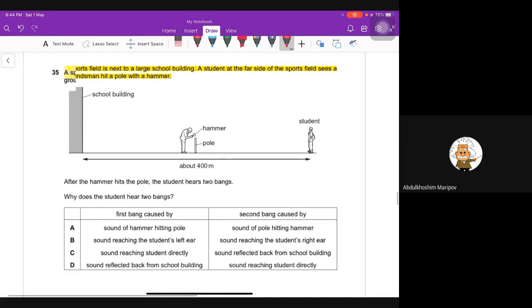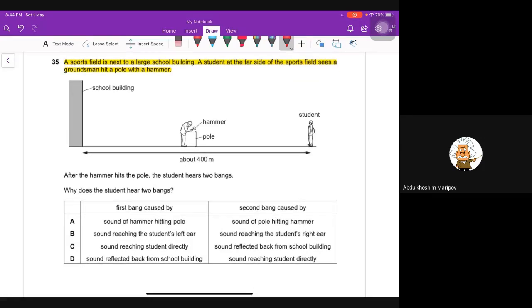All right, 35. A sport field is next to the large school building. A student far from the sport field sees a groundsman hit a pole with a hammer about 20 minutes. After the hammer hits the pole, the student hears 2 bangs. Why does the student hear 2 bangs? Bang, it goes here, and another one hits the wall and comes back. This is the first one, and this is the second one. First bang caused by sound of hammer hitting pole, sound reaching the student's left ear.